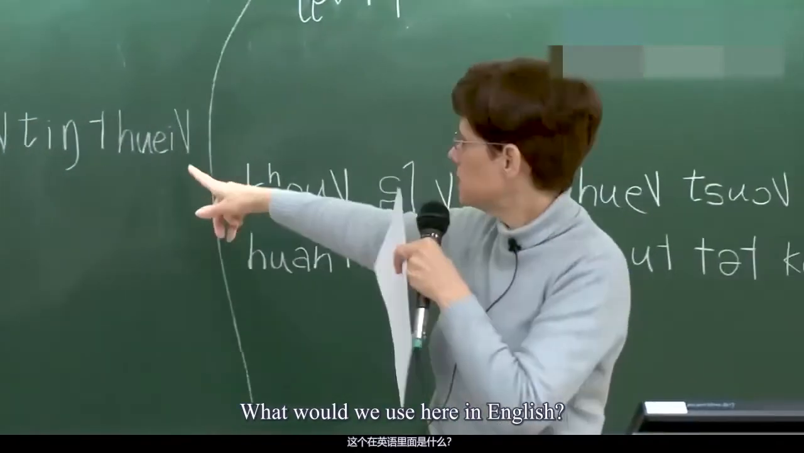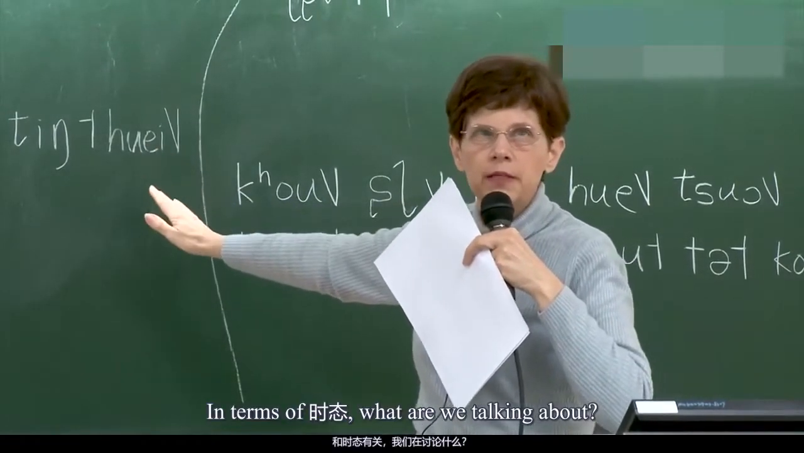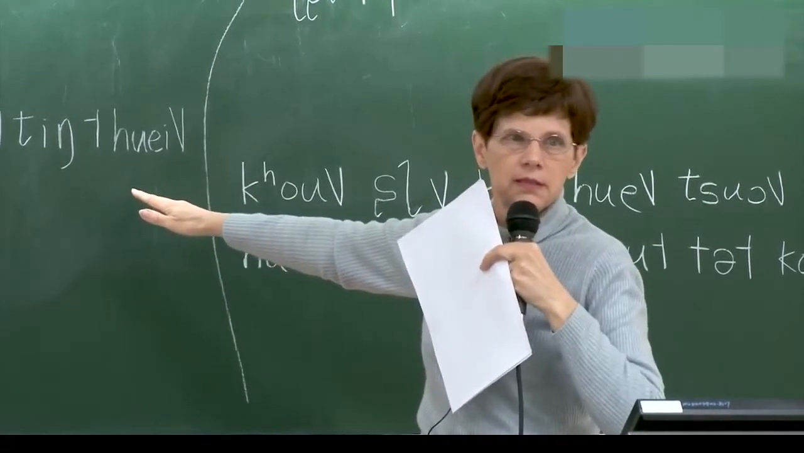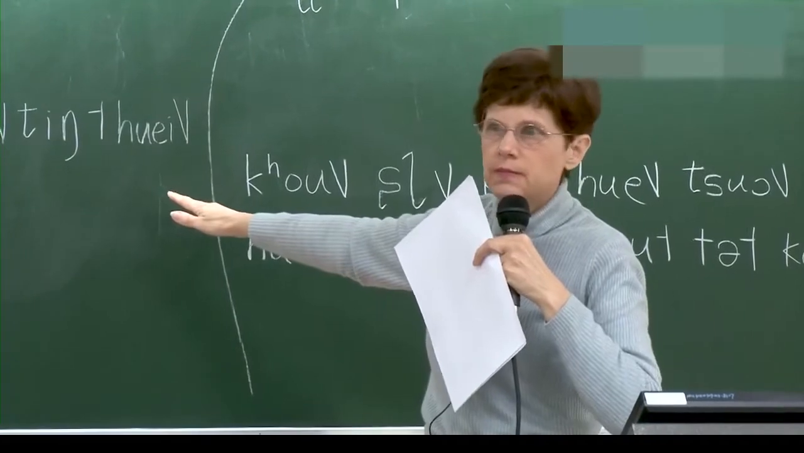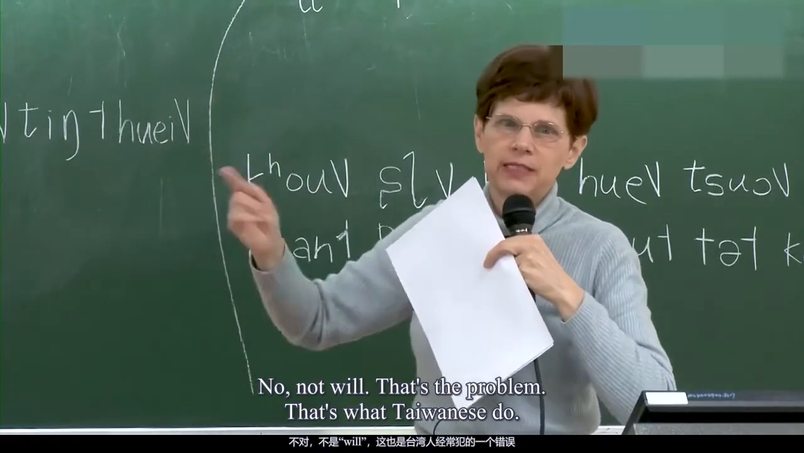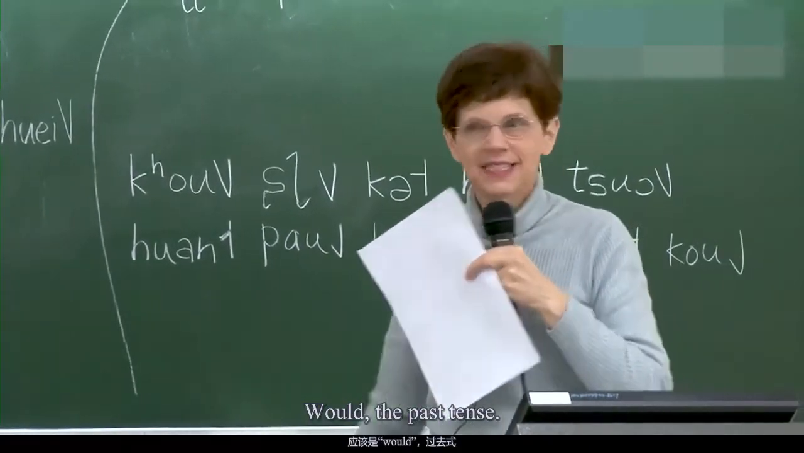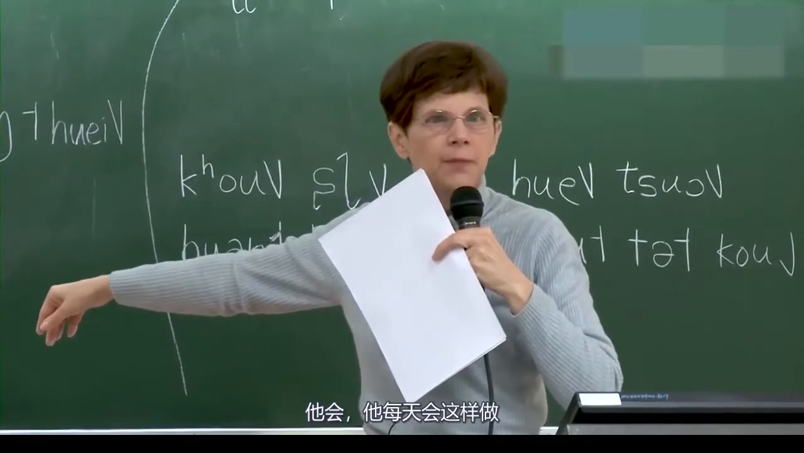What would we use here in English? Because we're talking about what? In terms of 时态, what are we talking about? You use 会 very much like we use what in English? No, not will. That's the problem. That's what Taiwanese do. That's Taiwan English. Would. The past tense. 因为他讲的是过去的事情。他每天会这样做.